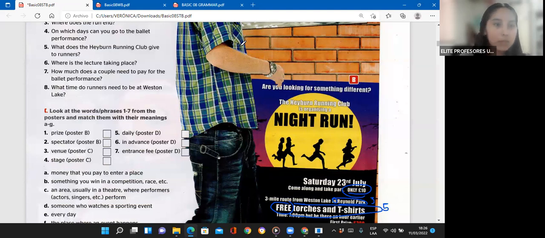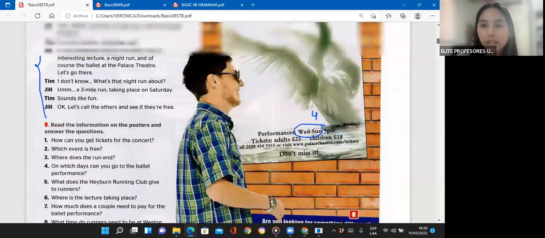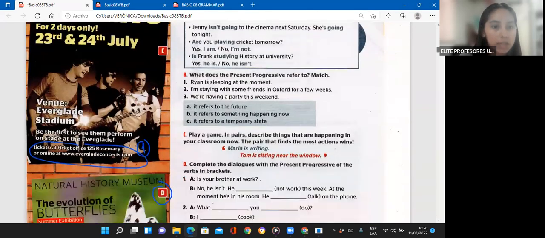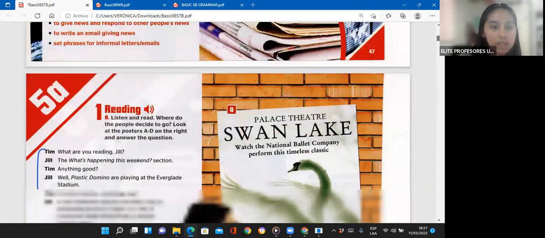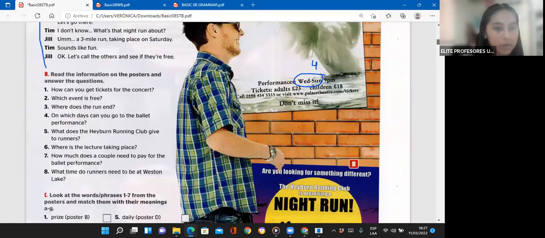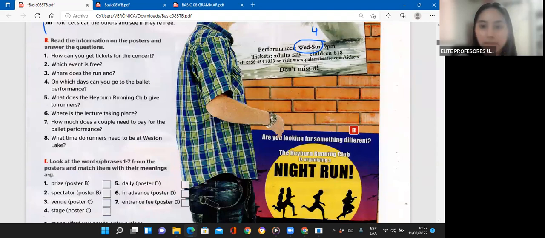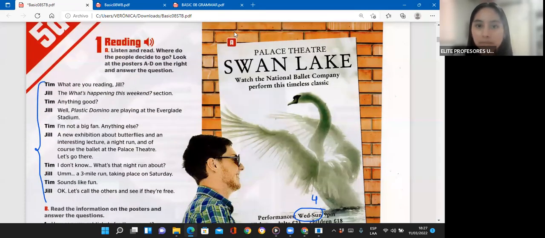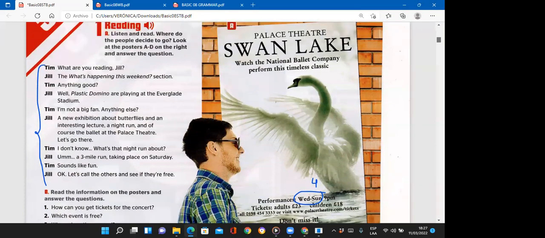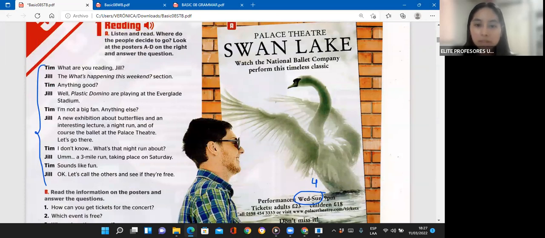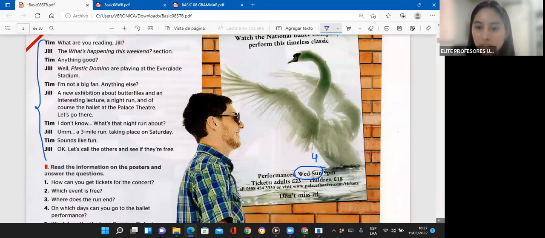Okay. What about six? Where is the lecture taking place? The lecture is, this is a concert. Okay, I think it's this one. Exhibition. Are we talking about the posters or this lecture? Is it poster A, B, C, or D? A. Are you sure? B. I think this is a performance. You see, it's a performance. B.